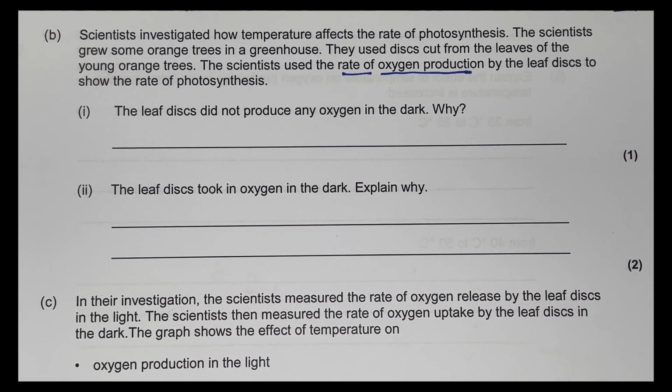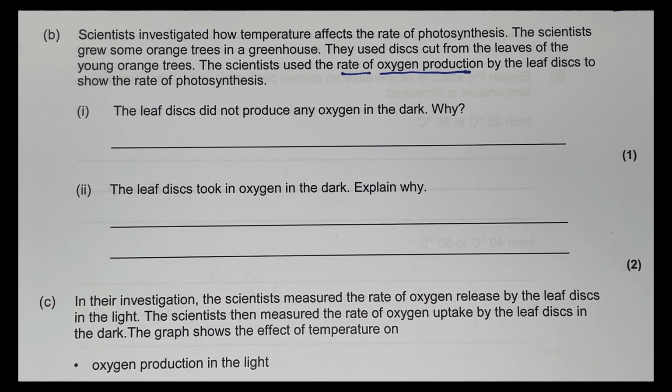Scientists investigated how temperature affects the rate of photosynthesis. The scientists grew some orange trees in a greenhouse. They used discs cut from the leaves of young orange trees. The scientists used the rate of oxygen production by the leaf discs to show the rate of photosynthesis.